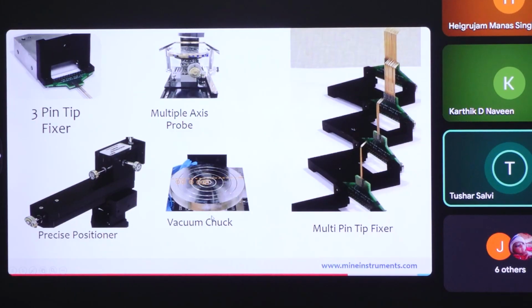Here is our vacuum-based chuck, in which we provide drills in the circles that create a vacuum, as I described earlier. These are our vacuum drills.